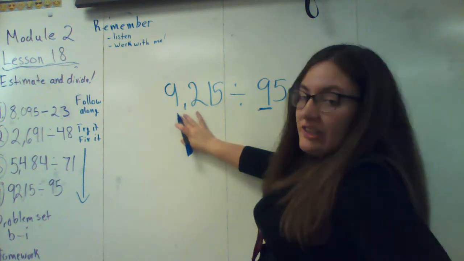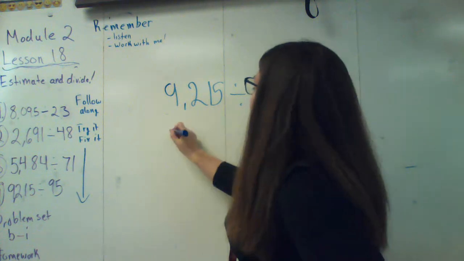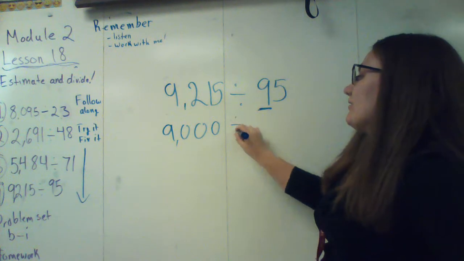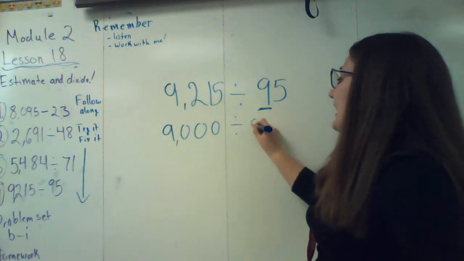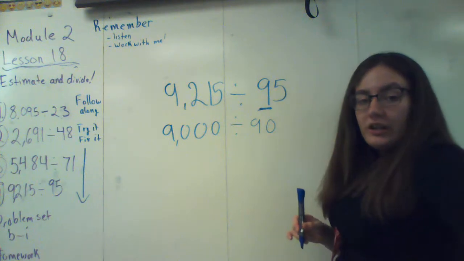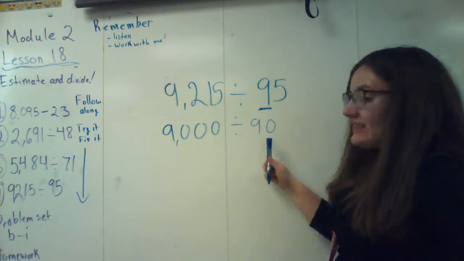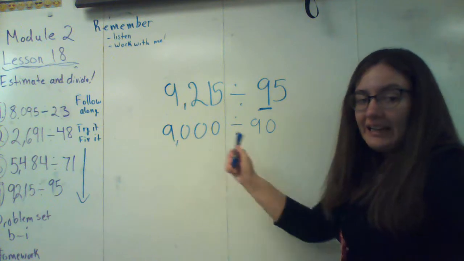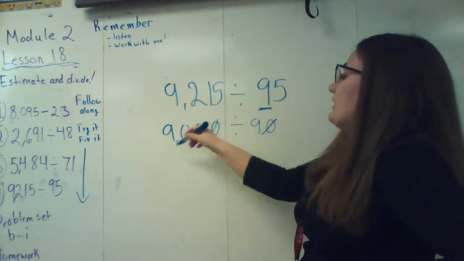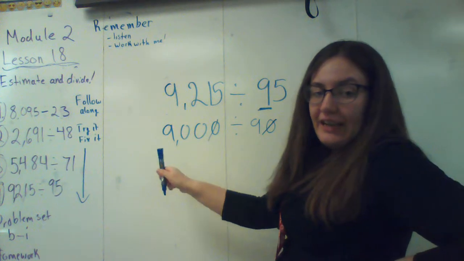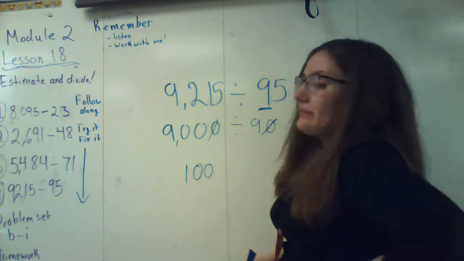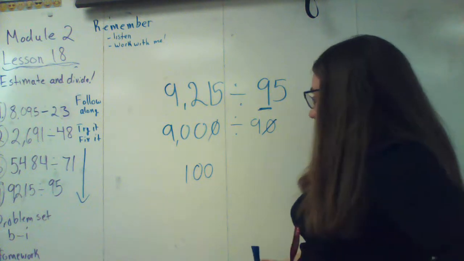So I'm going to change this to 9,000, and then I'm going to divide it by 90. Again, I am breaking the rules because 95 would usually round up to 100, but it's still close enough, and I can break the rules so that I can easily solve this problem. So I'll get rid of my zeros. 900 divided by 9, so I think of 9 divided by 9, which is 1, and then I add my 2 zeros, and my estimate is about 100.